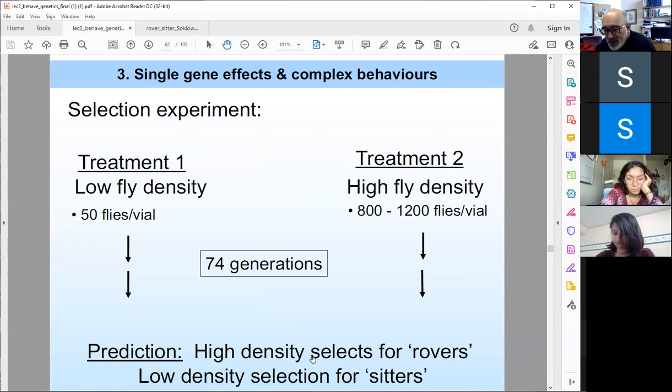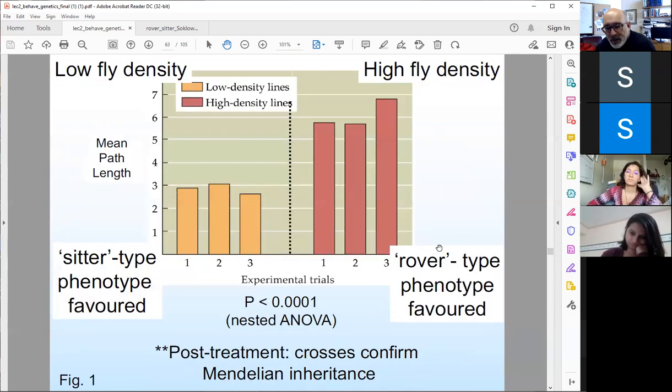And based on the argument that I just made in the previous slide, we would expect that the high density flies, even though they both start with 50% rovers, 50% sitters, the rovers would have an advantage in the high density scenario. And therefore we should expect to see a predominance of the rover phenotype after these 74 generations in the high fly density. And that's what they find.